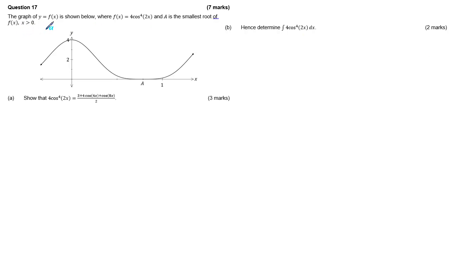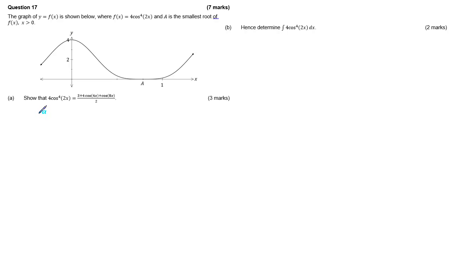The graph of y equals f of x is shown below, where f of x is 4 cos to the power 4 of 2x, and a is the smallest root of f of x for positive values of x. We want to show that 4 cos to the 4 2x is equal to this expression here.